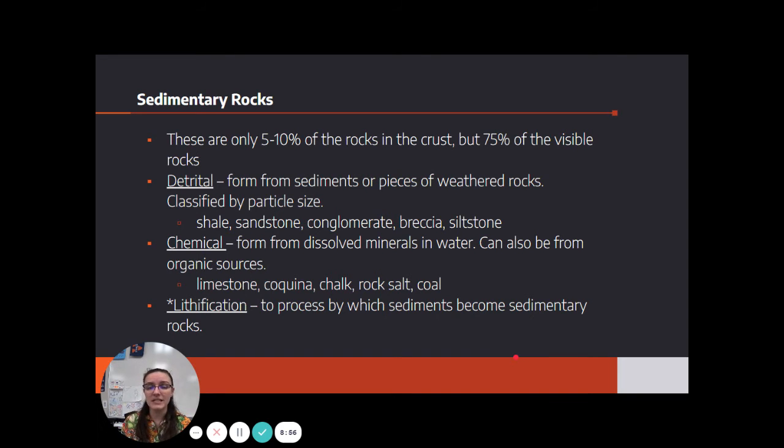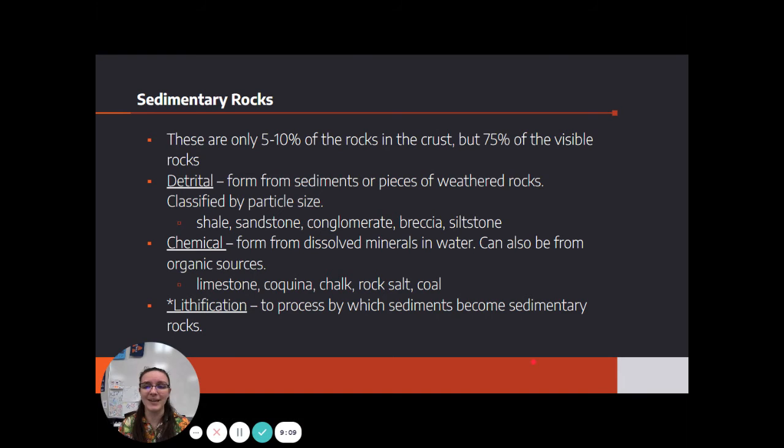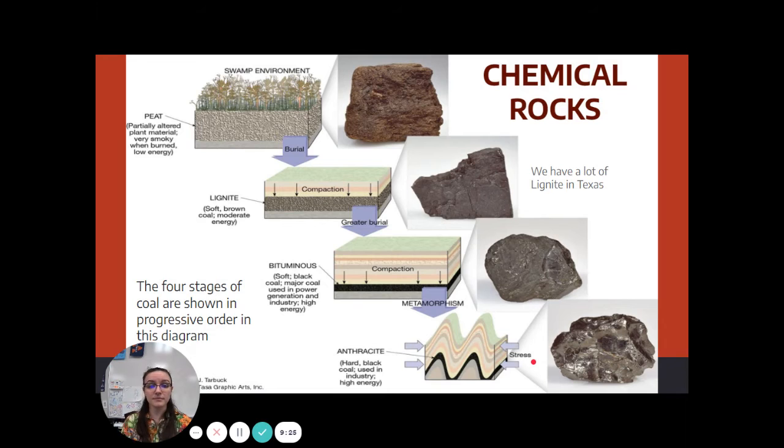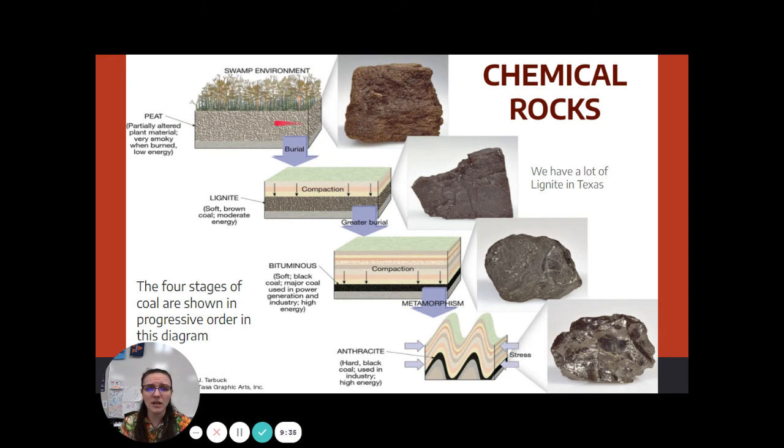Coal is a special kind of sedimentary rock that forms when swamps specifically get buried and compressed over time. And as they get squeezed, it becomes a different type of coal, but each one is a swamp that is slowly being lithified. So lithification is just the fancy science name for sediments getting compacted and compressed and squished together until they form sedimentary rocks. So coal, an example of a chemical sedimentary rock, starts as a swamp environment and you get peat, which is some partially altered plant material. You can burn it for energy, but it is very smoky and does not give a lot of energy.